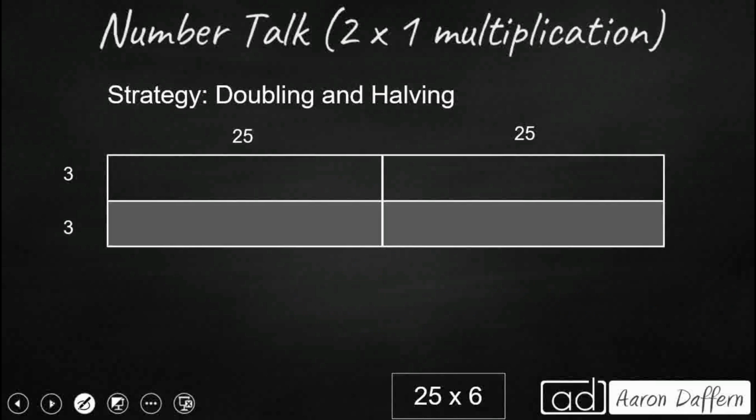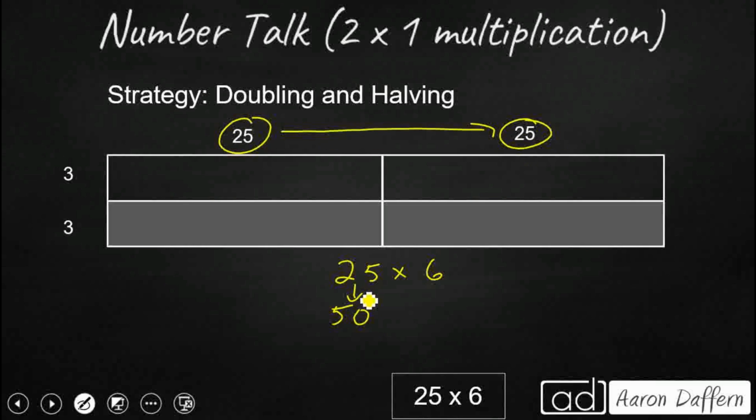There's another cool way: we can double and half. So some of us might not be familiar with doubling and halving. What this does is this lets us take one factor and double it. So in this case, I'm going to take my 50 right here because I took my 25 and I doubled it. So now, instead of my 25, I got my 50. So 50 is easy for me to multiply with.